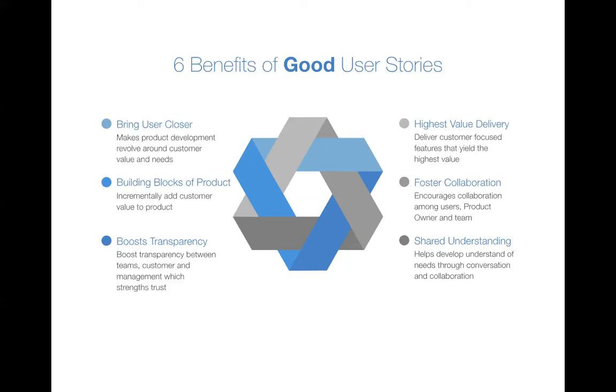Number 2, is it a building block of the product? Are we adding incremental value to our products? Does it boost transparency? Each story should help you understand what's going on along all levels of the value chain. It should help us to determine what our highest value delivery object is, which one will return the best investment, which one will create the highest benefit.